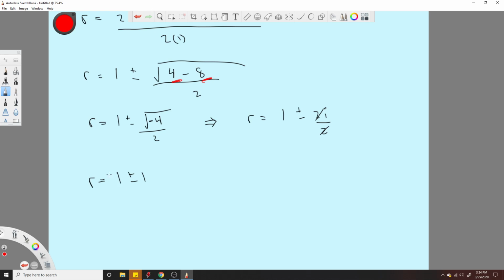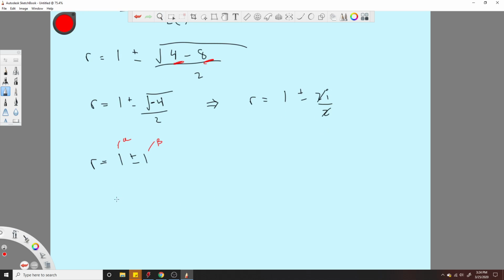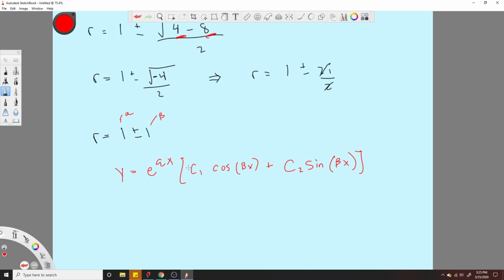we're going to have our alpha here, our beta here, and then we're going to use the form y is equal to e to the alpha x times c1 cosine beta x plus c2 sine beta x. Okay, so now we're basically there. All we have to do is plug in our alpha and our beta values, and we'll have our solution.